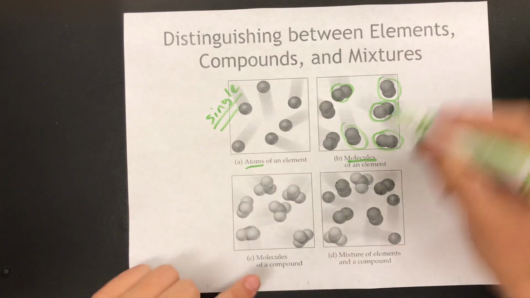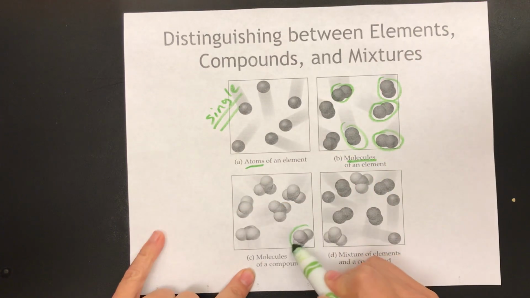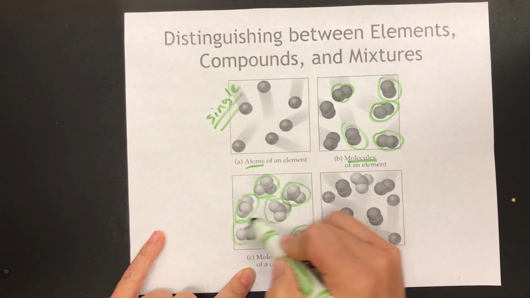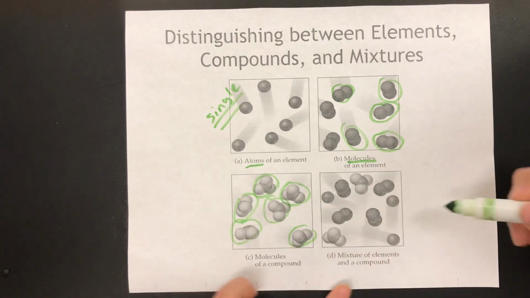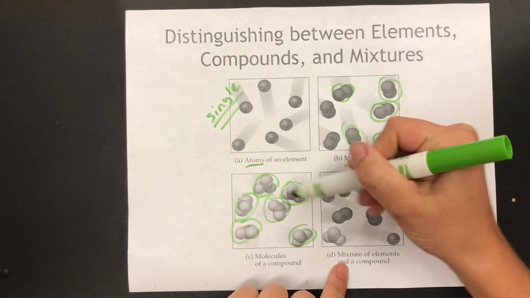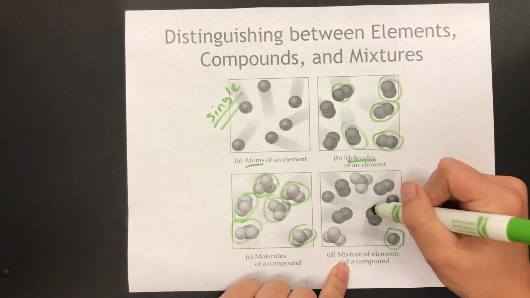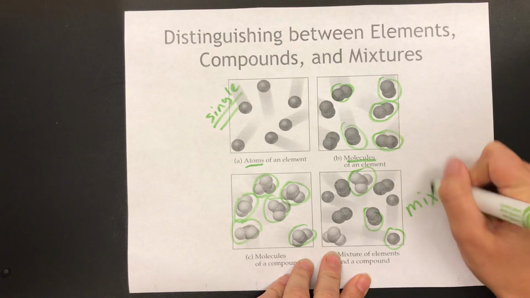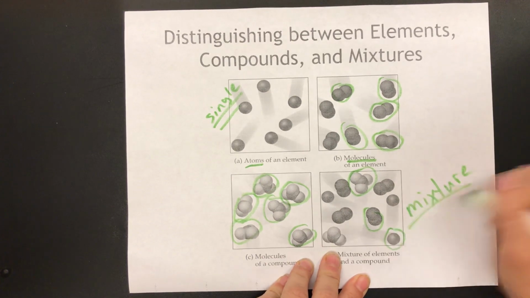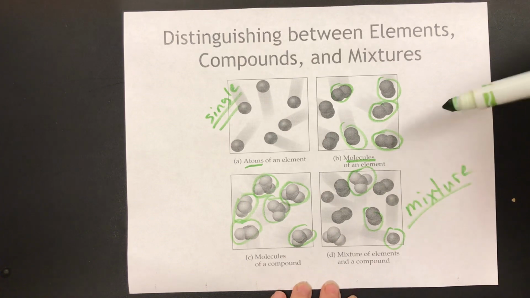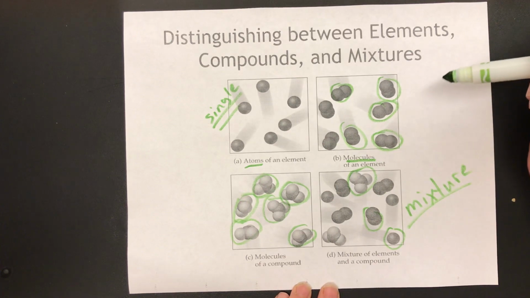So this is a pure substance. Here, again, these clusters, they're the exact same every single time. So this is a pure substance. Here, you should be able to physically see this one is different than all the other ones. You got single elements, you got some together, you got some different clusters. This is a mixture. You should be able to tell what a mixture is based on a picture or based on properties given to you.